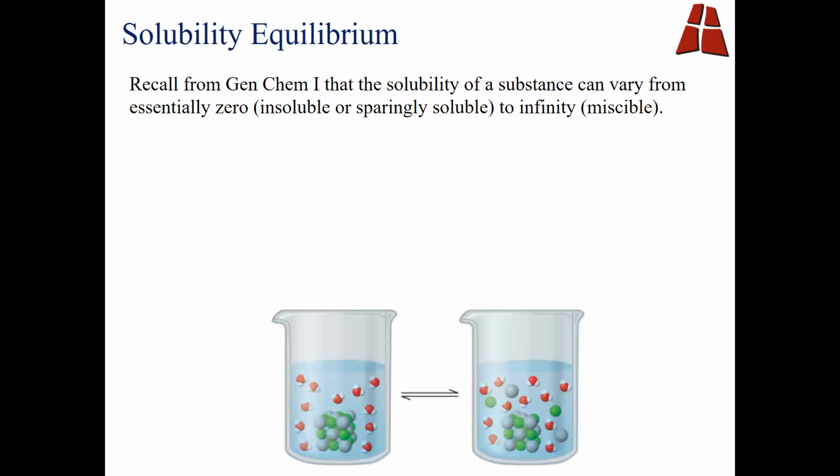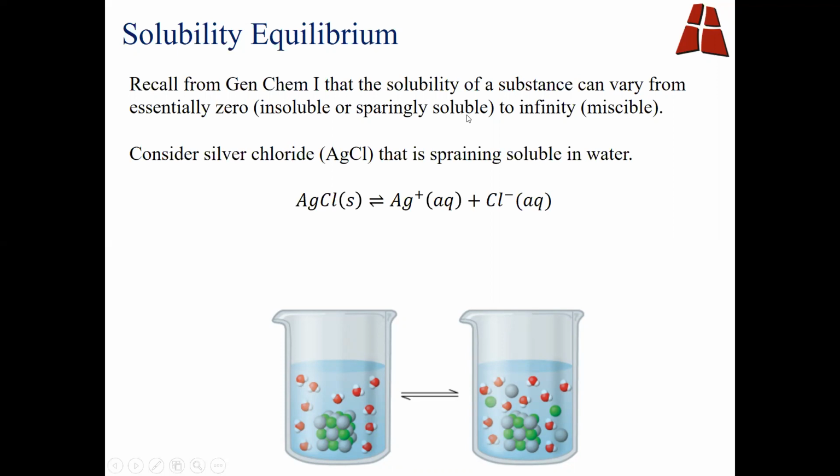Okay, so hopefully you remember from Gen Chem 1 that the solubility of a substance can vary from essentially 0, so something that could be insoluble, to essentially infinity. If you think about something like water and ethanol, those are two miscible liquids, and because they are miscible, we would say their solubility in each other is essentially infinite. And that's great. However, in this chapter we're going to be focusing on things that are sparingly soluble.